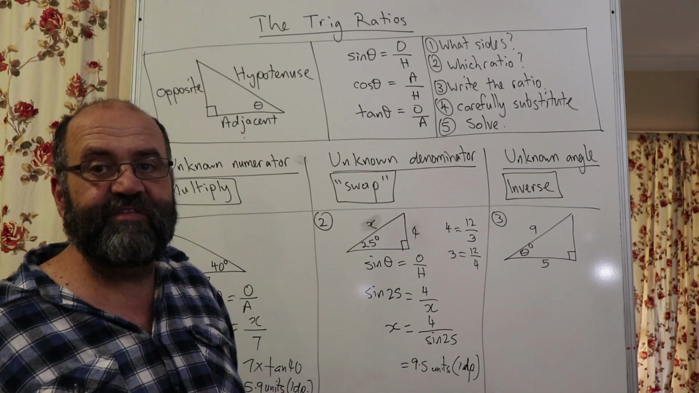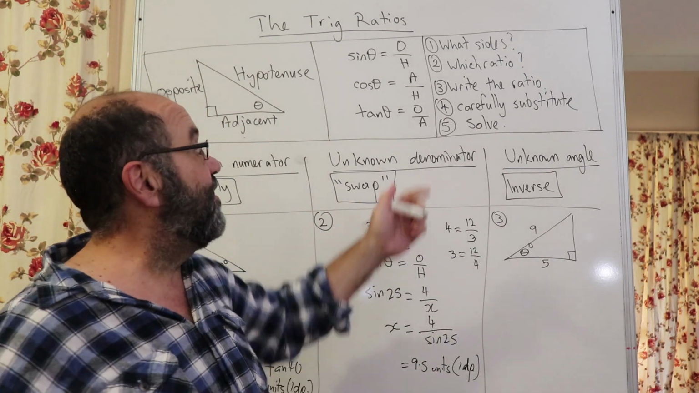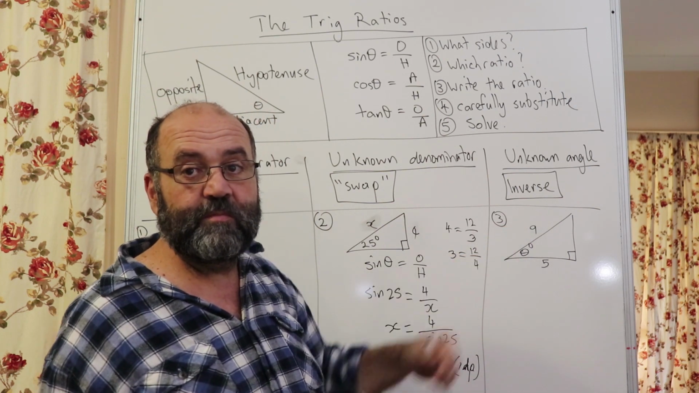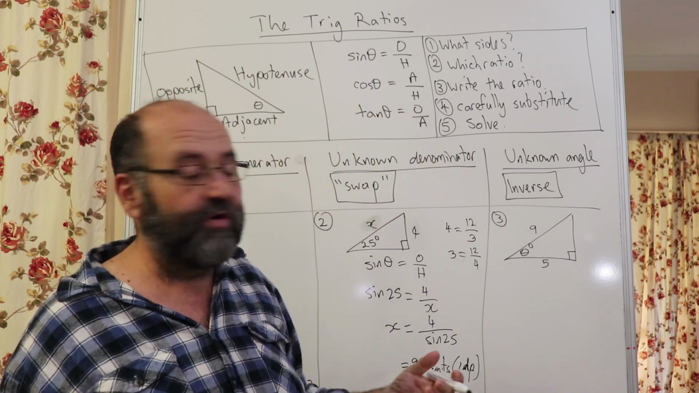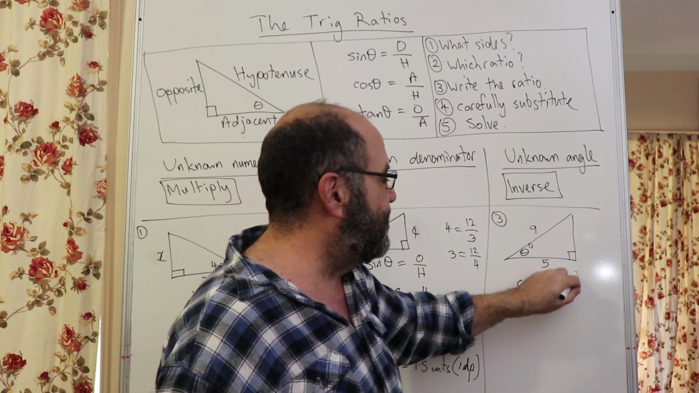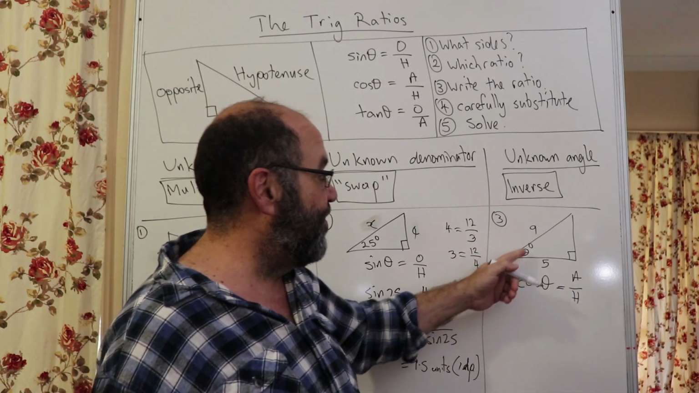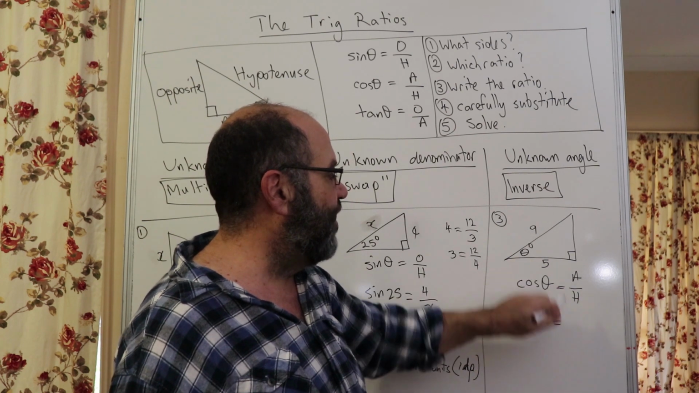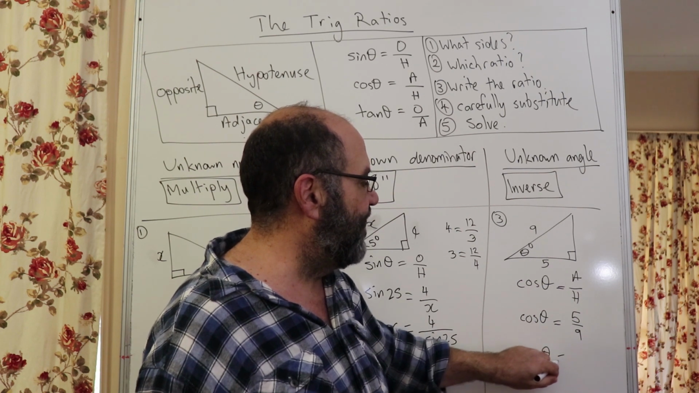Okay, pretty straightforward. And my last example over here, I'm going to go through my steps again. Step one, what sides? Well, if I have a look, I've got the adjacent and the hypotenuse. Which ratio? Adjacent and hypotenuse is the cos ratio. I'm going to write it down. So cosine of theta is adjacent over hypotenuse. Carefully substitute, theta I don't know. So cos of theta is 5 over 9. Okay, so now we need to work out what theta is.